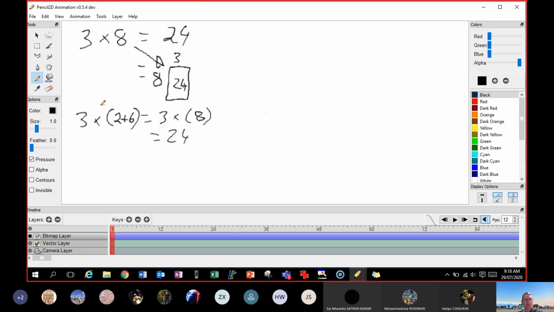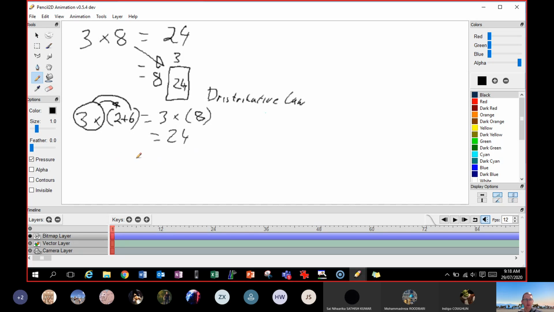And why we call it our distributive law is because I'm going to distribute this 3 multiplication over each term in the brackets. We call it distributive law because it distributes the value of the multiplication. Well, you've just done 3 by 8. I'll show you how we're doing distributive law here.